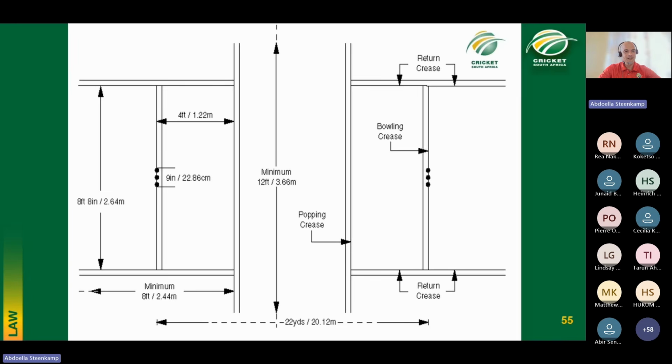And second tip, if I multiply 1.22 by 3, what answer do I get? Yes, correct. 1.22 times 3 is 3.66 meters. And which measurement is 3.66 meters? The popping crease. So now you can see from this one measurement of 1.22 meters, I can derive the measurement of the return crease and of the popping crease. Just a tip. This helps me remember what those measurements are.